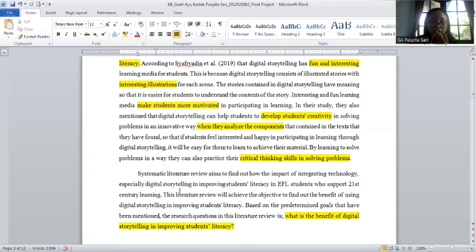So in this article, I use a systematic literature review that aims to find out the impact of integrating technology, especially digital storytelling, in improving students' literacy. So, based on the predetermined goals, the research question in this literature review is: what is the benefit of digital storytelling in improving students' literacy?